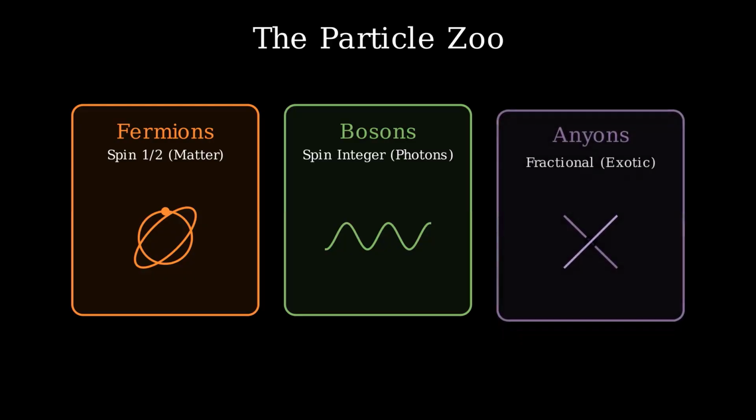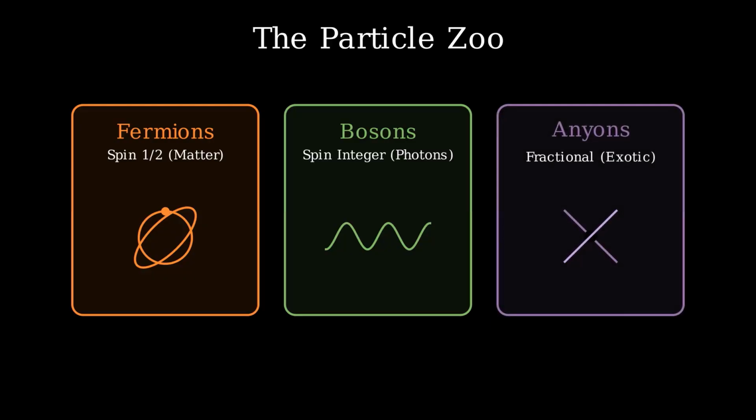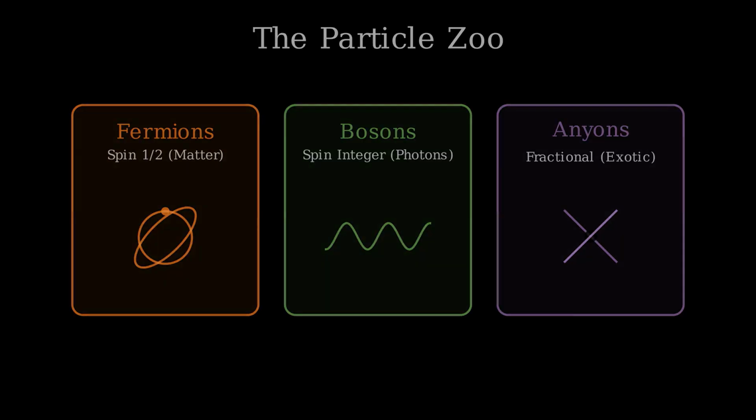All conventional matter, electrons, protons, neutrons, are fermions, but photons are bosons. There is actually a third category worth mentioning, anyons, which are quasi-particles that can have spins between integers and half integers. These lead to exotic quantum statistics and are the basis of some of the quantum computers like those being developed by Microsoft.